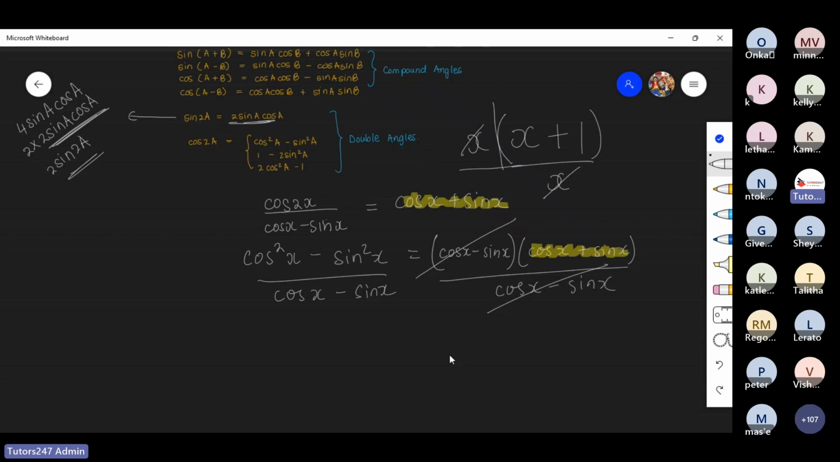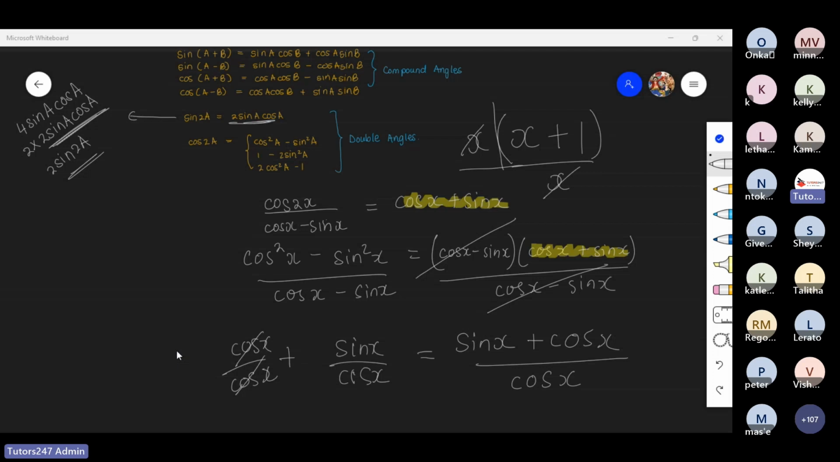It's the same thing with trig. If you had sine x plus cos x over cos x, you can't cancel these 2 out. It doesn't work like that because this cos x is linked to sine x. Technically, if you were to separate it, it would be sine x over cos x plus cos x over cos x. Then you could cancel it out and be left with tan x plus 1. So keep that in mind. It's quite important and it's something that you can mess up easily.